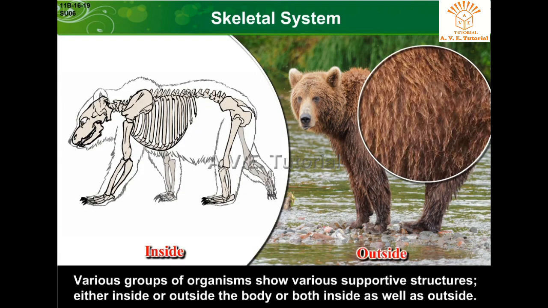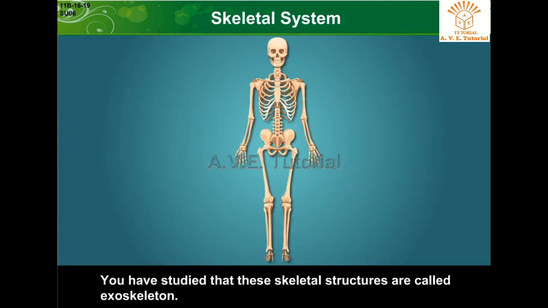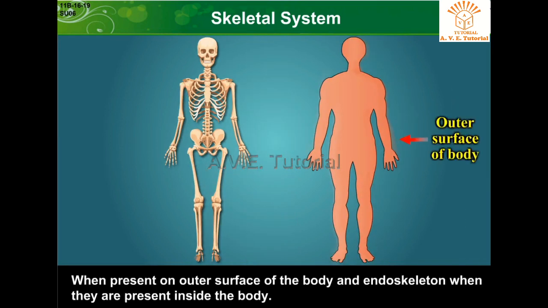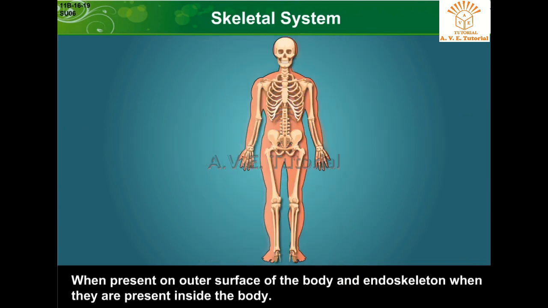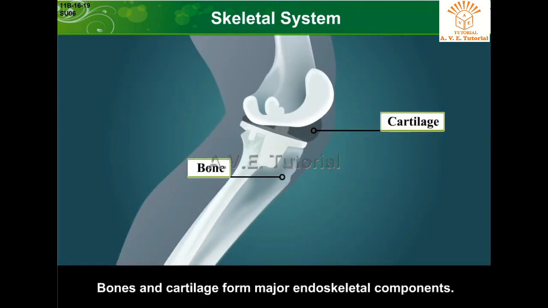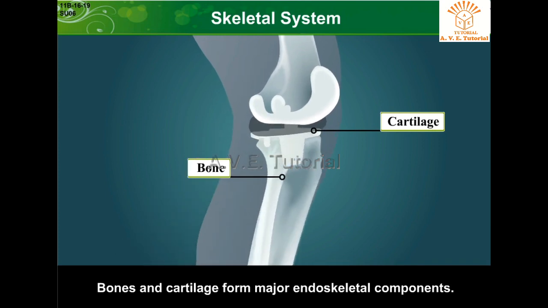outside. You have studied that these skeletal structures are called exoskeleton when present on the outer surface of the body, and endoskeleton when they are present inside the body. Bones and cartilage form major endoskeletal components.